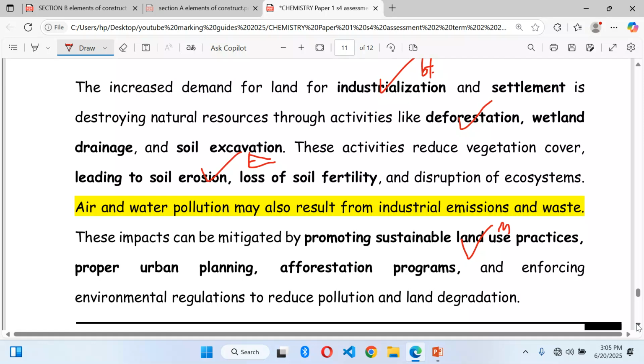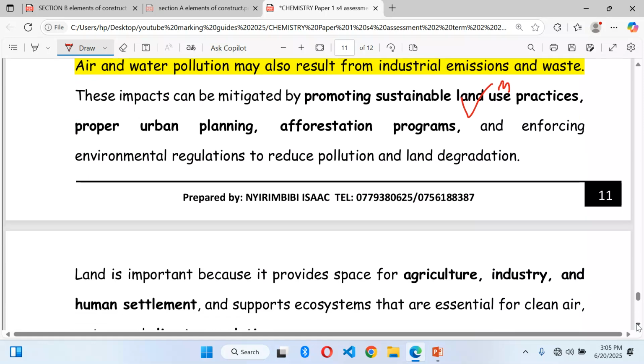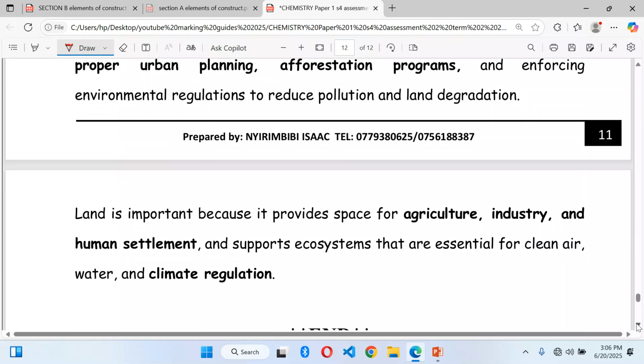Now, after that, we look at the importance of land. Land is important because it provides space for agriculture and supports ecosystems that are essential for clean air, water, and climate regulation. And you get all your scores.